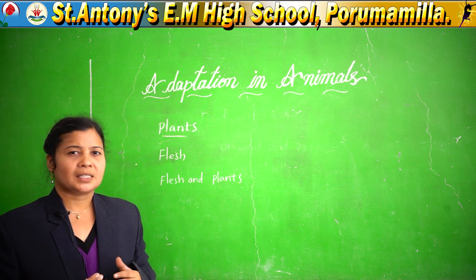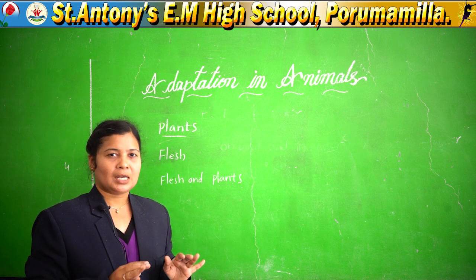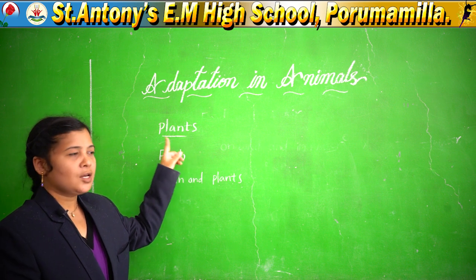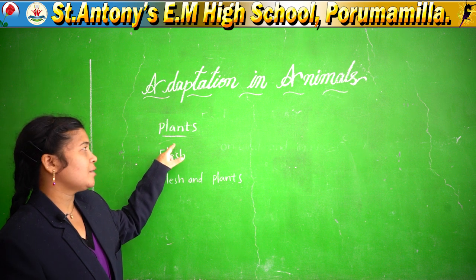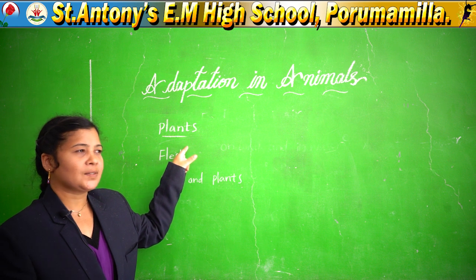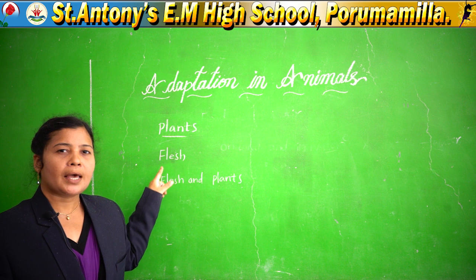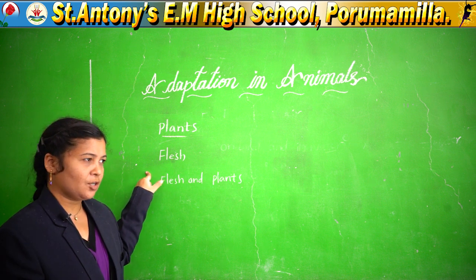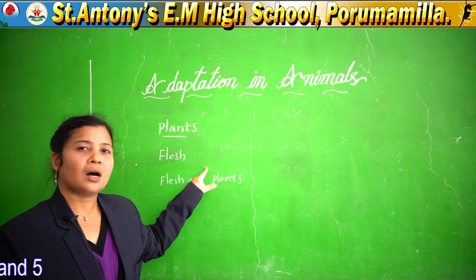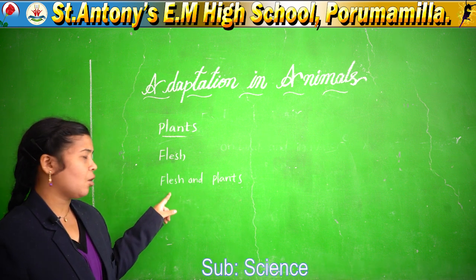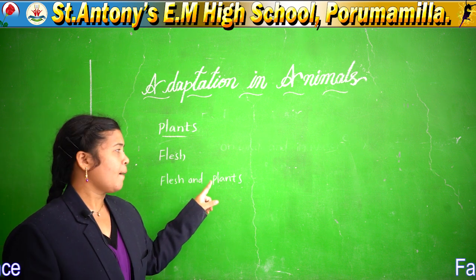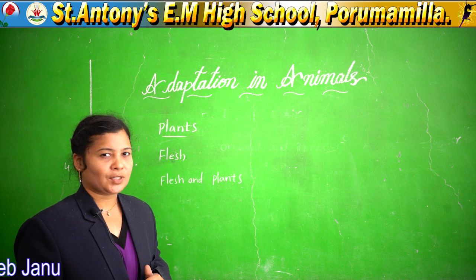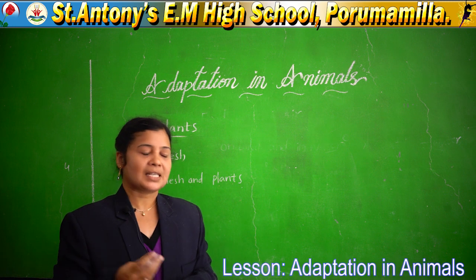And these animals, how do they get food? They can't prepare their own food. They are always depending on other organisms like plants. Okay? So, some animals depend on eating plants. Whichever animals eat plants are called herbivores. Some animals eat only the flesh of other animals. That type of animals we are calling carnivores. And some other animals depend on other animals' flesh, and also eat plants. These we will discuss clearly in the next class with examples.